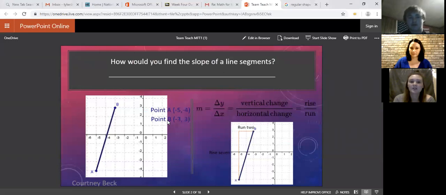Okay, so our first one is Courtney Beck's problem. Courtney, how would you find the slope of a line segment? There are several ways to find the slope of a line segment. One way is to divide the rise over run, which I've shown right here. I started with points A and B, so you'll start with point A, and you will count up the spaces to B, and that'll be your rise, and then you'll count over the spaces to B on the x-axis, and that'll be your run. And then you'll divide the rise over run, so 7 divided by 2, and you will get 3.5, and that's your slope.